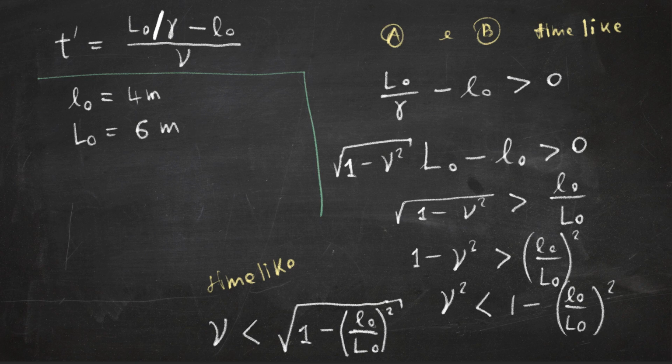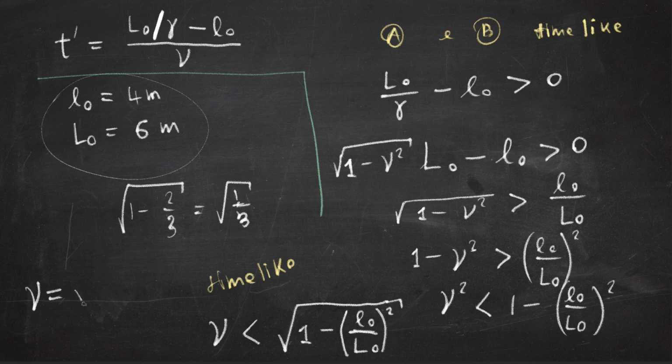And this ratio, little L naught divided by big L naught, would just be 2/3. And you get the square root of 1 minus 2/3, and that would be just root 1/3 for the critical speed of V. So what I'm saying now is the speed of your limo would have to exceed root 1/3 the speed of light in order for the simultaneity of events A and B to flip around.